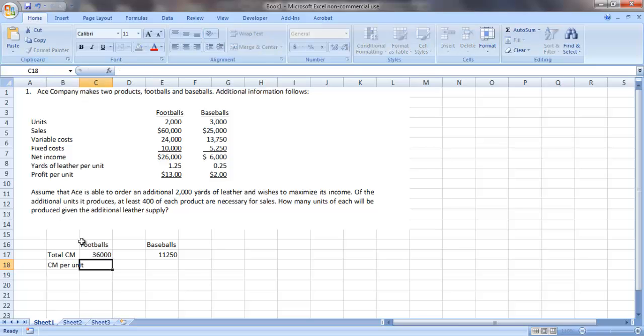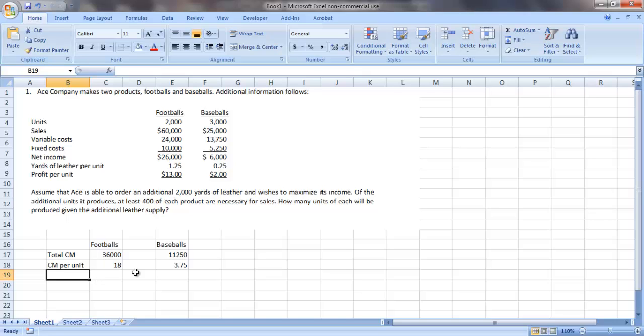On a per unit basis, footballs are generating that $36,000 in total contribution margin divided by the 2,000 units we're producing, or $18 per unit. And over here, baseballs are generating $11,250 in total contribution margin across 3,000 units, or $3.75 per unit. So on initial glance, the footballs look much more profitable. However, we also need to consider the limited resource, in this case the leather raw material being used to produce these products.